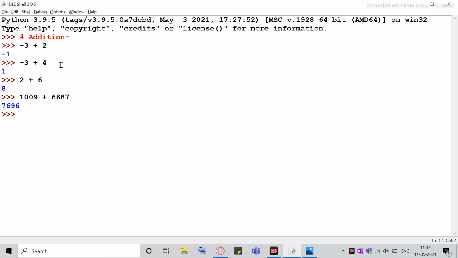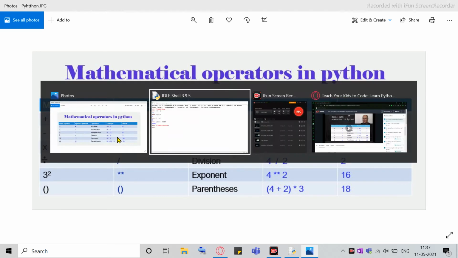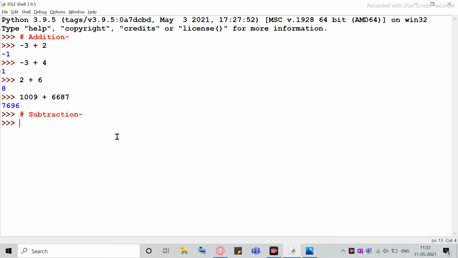Now let's go to subtraction. I write another comment, subtraction. These are my subtractions. If you see, this is the Python operator. Let's start with 3 minus 4, that'll be -1. 8 minus 88, so that goes to negative, and we get -80.